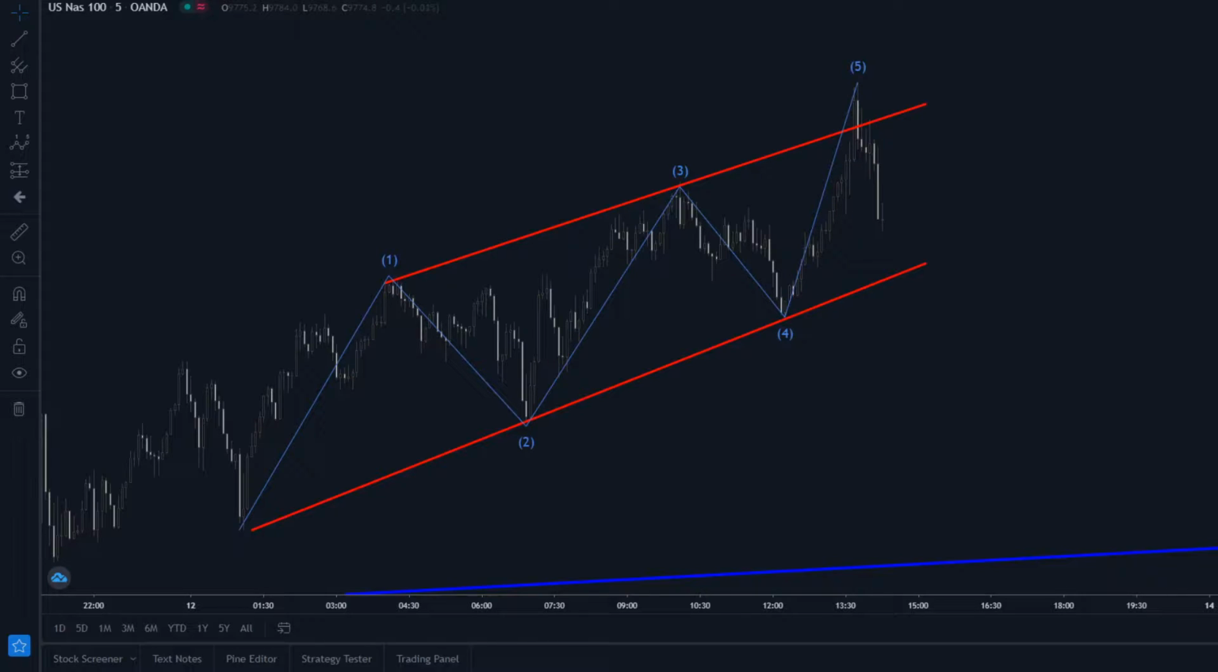Hi guys, in this video I'm going to show you how I use the Wolfe Wave in combination with multiple time frame analysis to time my entry short in the Nasdaq. So this is what it looks like on the 5-minute chart so far.